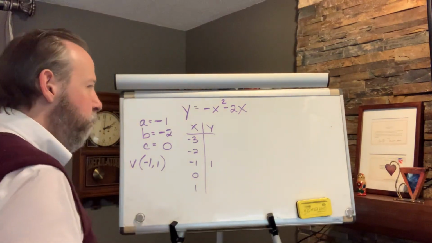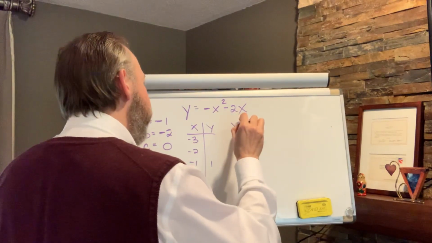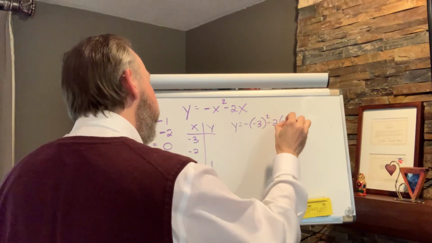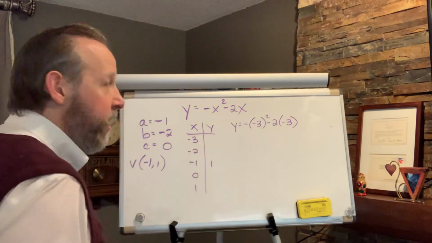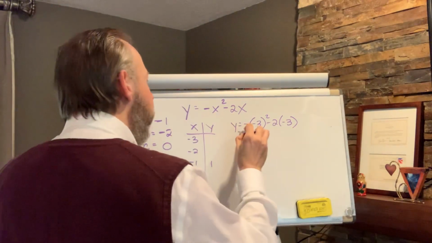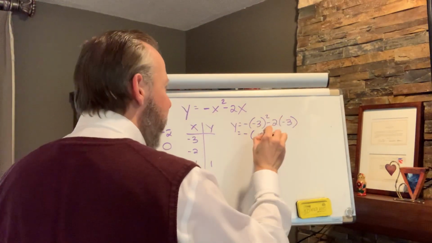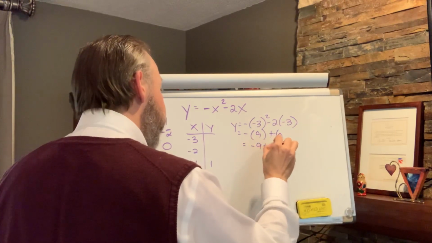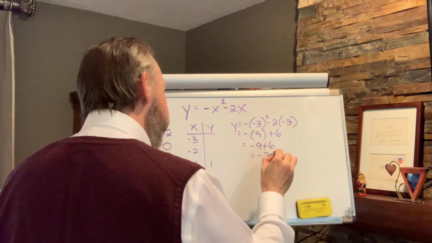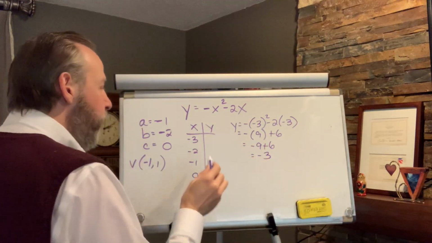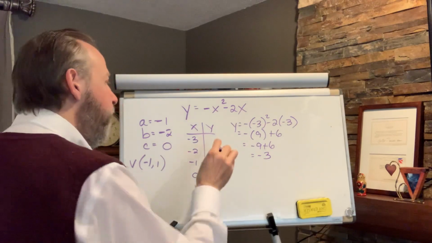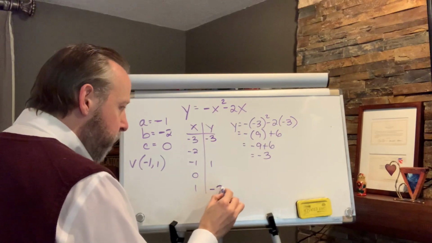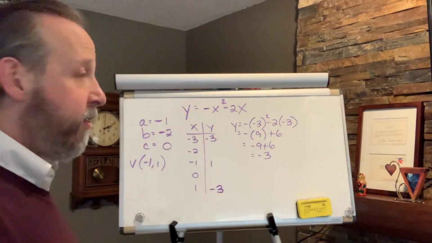I'm not going to use mental math here. I want to show you how to do it right. So negative parenthesis, -3 squared minus 2 parenthesis, -3. Because I'm going to use -3 for x. Okay, well that's -9 plus 6. So I get -3. So when I have an x value of -3, the y value is also -3, which will be symmetric and also occur down here when x is 1.